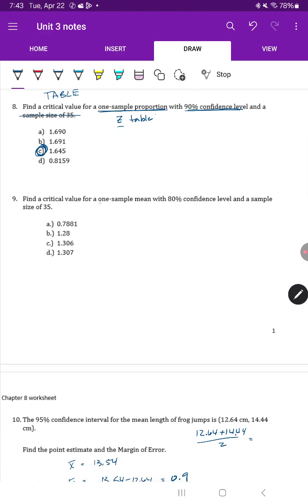If I do the critical value for one sample means with 80%, this is just a number that you're going to want to memorize, and it's 1.28. Remember, on both of these, I don't need to know the sample size.